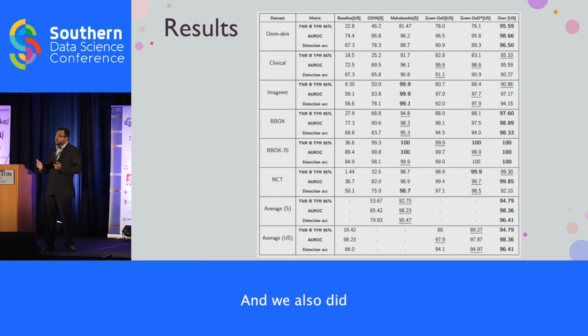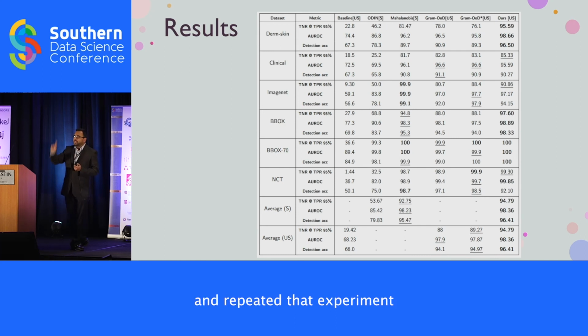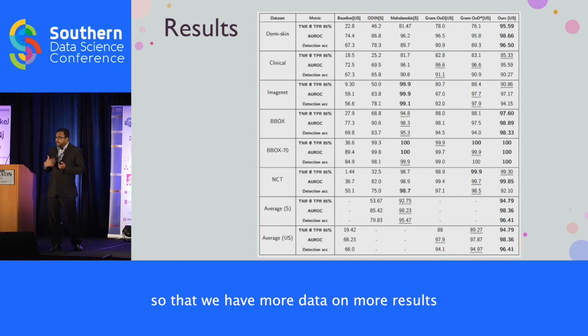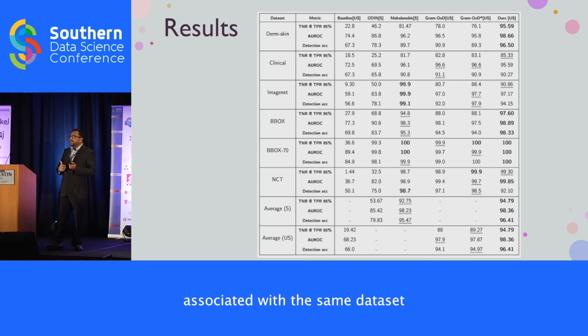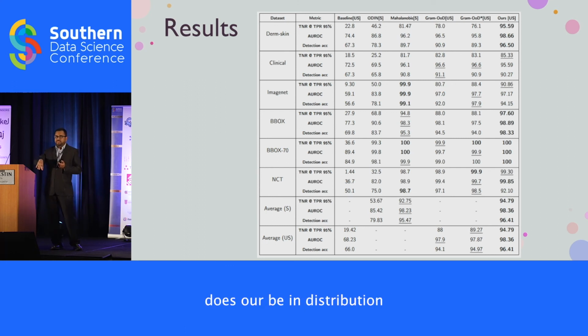Another thing which we did was, for example, we have 8 classes, we consider 7 classes to be in distribution and consider the 8th class to be out of distribution, and repeated that experiment multiple times so that we have more results associated with the same data set itself, rather than considering one data set to be in distribution and the others to be out of distribution. You can refer to the paper for more details.